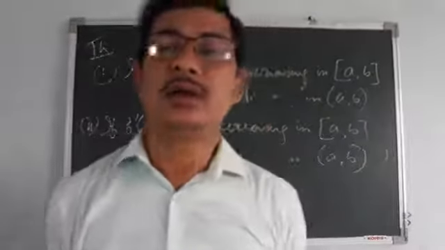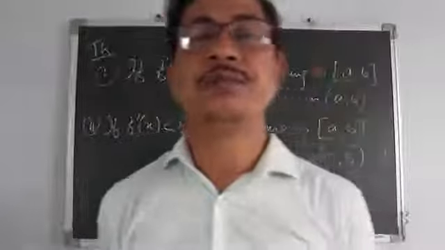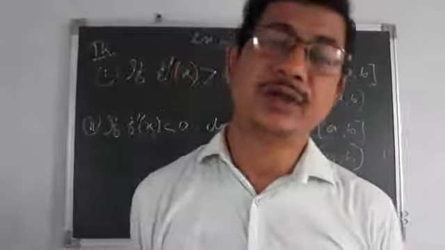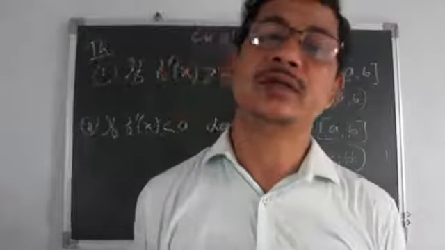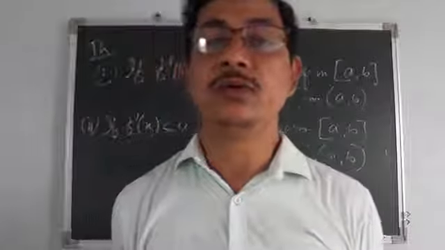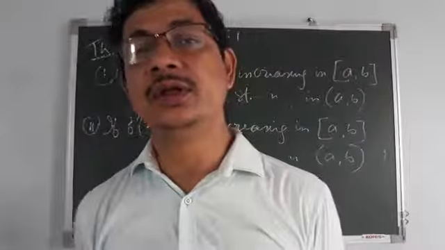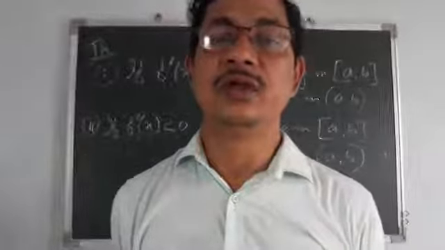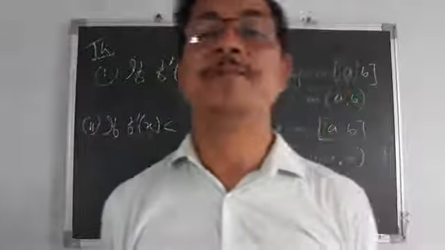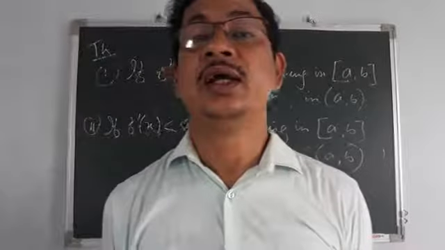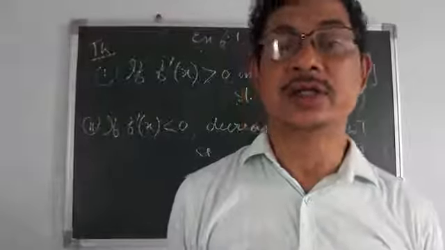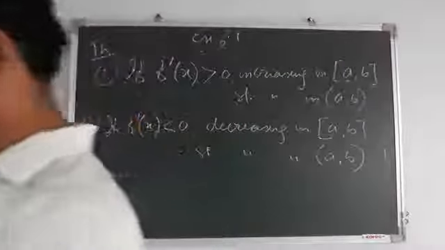So what we have learned is that if the first derivative is positive, then in the closed interval it is increasing, and in the open interval it is strictly increasing. If the first derivative is negative, remember here we are not considering 0. Negative means fully negative, not less than or equal to or greater than or equal to 0. Then f(x) is decreasing in the closed interval and strictly decreasing in the open interval. So these are the rules of the theorem.